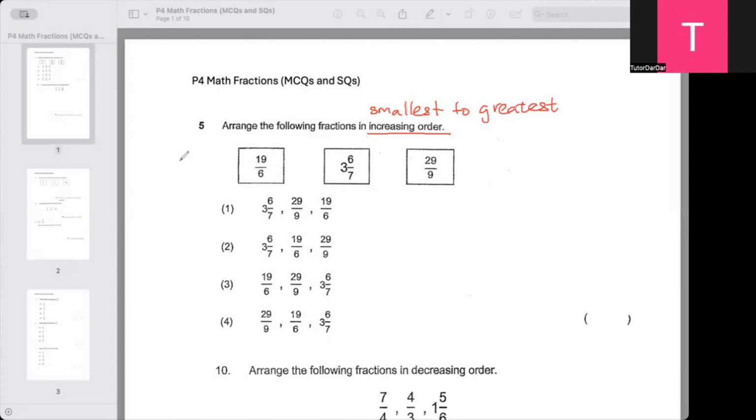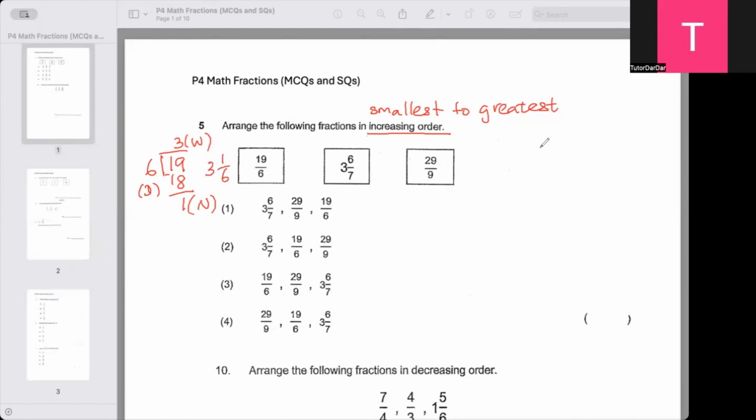So let's start with this. How do we change? 19 divided by 6. 6 times 3, you get 18. Minus, you are left with 1. This one is the numerator, 6 is the denominator, and 3 is the whole number. So when you write it down, 3, 1/6.